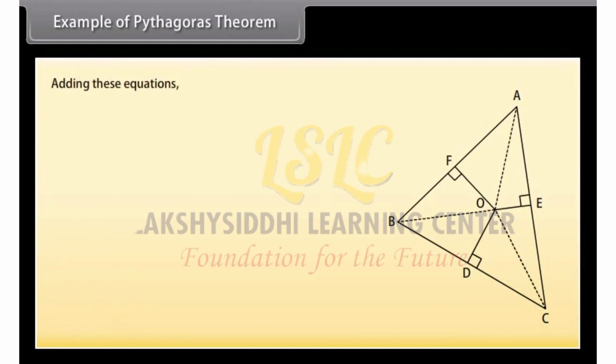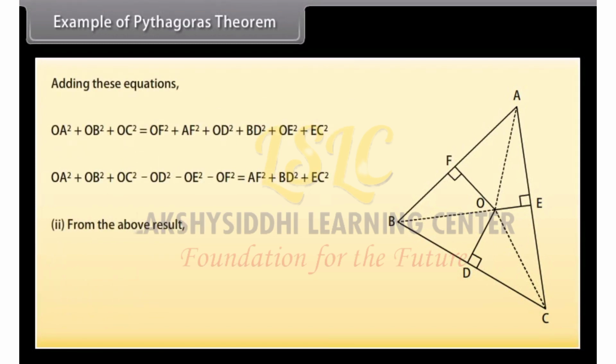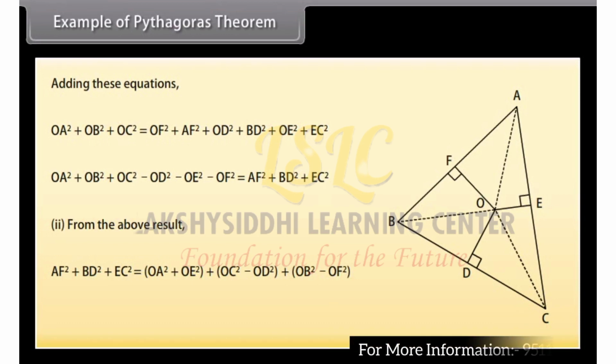Now, by adding these equations, we get 1. 2. From the above result, AF square plus BD square plus EC square equals OA square minus OE square plus OC square minus OD square plus OB square minus OF square. Therefore, AF square plus BD square plus CE square is equal to AE square plus CD square plus BF square.